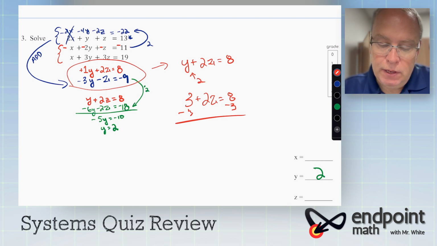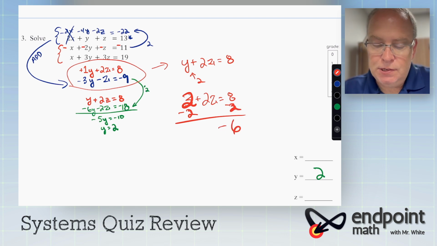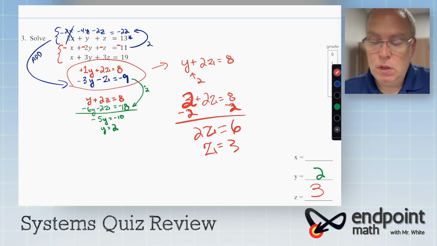So I put a 2 in there. That's a 2. So then I subtract 2 on both sides. I get 2z equals 6. Z equals 3. So z equals 3.